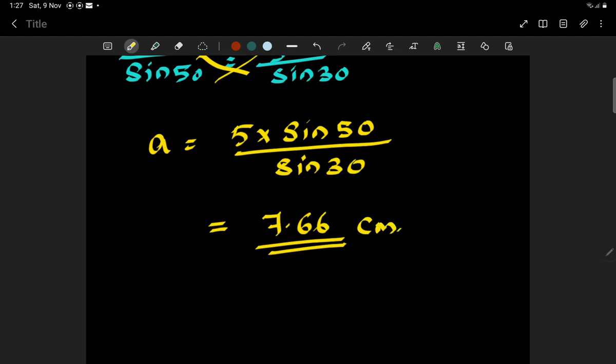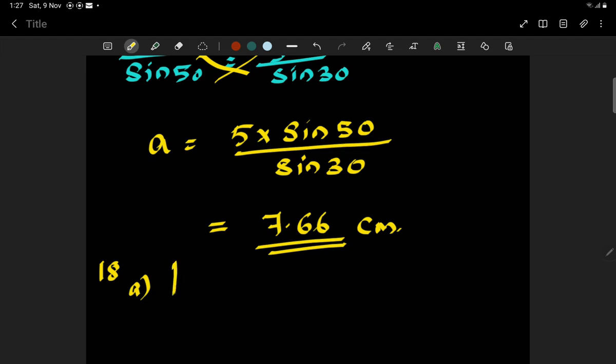Side a we already found, side b found, and angle B also found. Solve the triangle means find the missing angles and missing sides. Okay, and then next question, 18a.